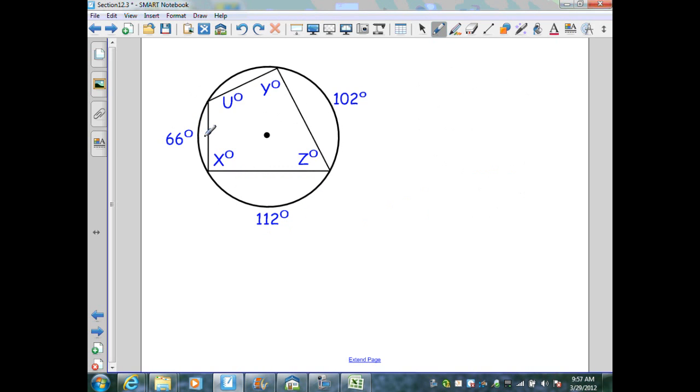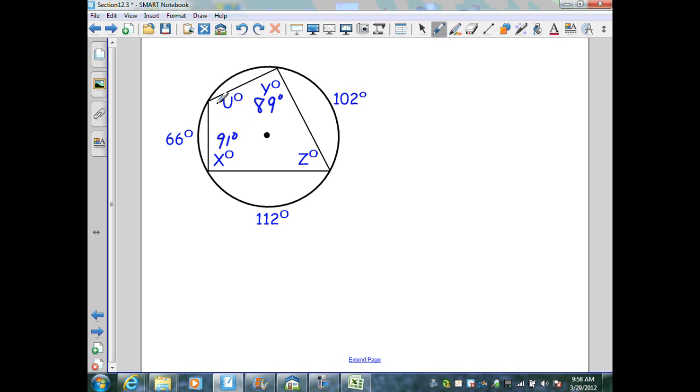In this example, I have an inscribed quadrilateral in a circle. I can determine inscribed angle measures if I know the measures of their intercepted arcs. Here I can determine the value of this inscribed angle because its intercepted arc is the sum of these two arcs. The sum of those two arcs is 66 and 112, which is 178. And the measure of the inscribed angle is half of 178, which is 89 degrees. And from corollary 3, if a quadrilateral is inscribed in a circle, then the opposite angles are supplementary. Since this is 89, its opposite angle must be 91 degrees.